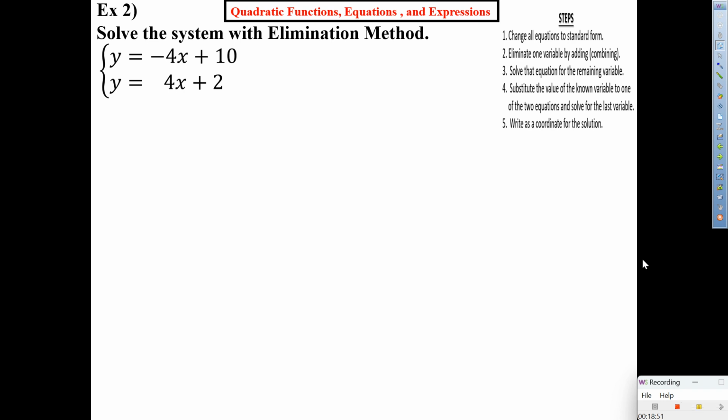Copy this one. System: y equals negative 4x plus 10 and y equals 4x plus 2. Do that one by yourself completely. It's very similar to the one we just did. See if you follow the process. Go.